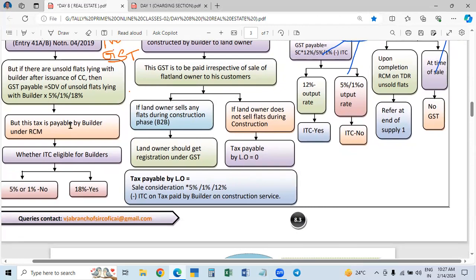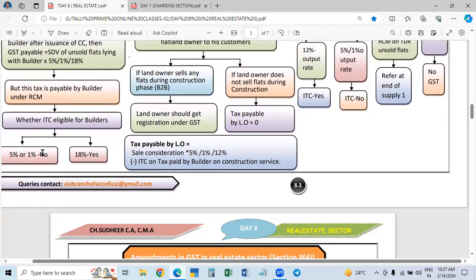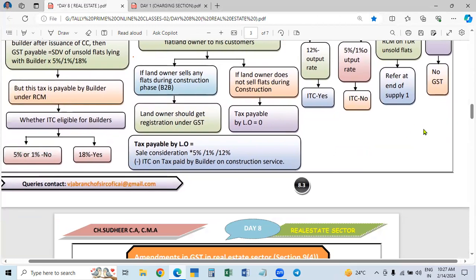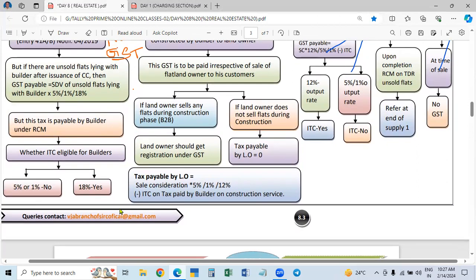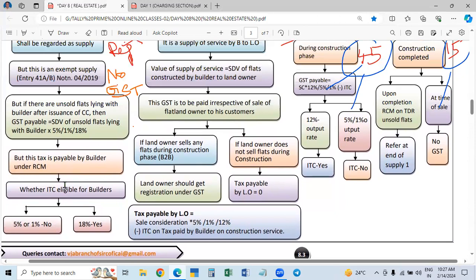And in this case, if the rate is 1% or 5%, the builder will not get any ITC for the 15 flats. And if the taxability is 18%, in such a case, he will get full ITC for the tax he paid on expenses. He can get ITC on the 15 flats also. In the 45 flats, if it is 12%, he will get ITC. If it is 5 or 1, he will not get ITC. In this case also, 1 or 5, he will not get ITC.